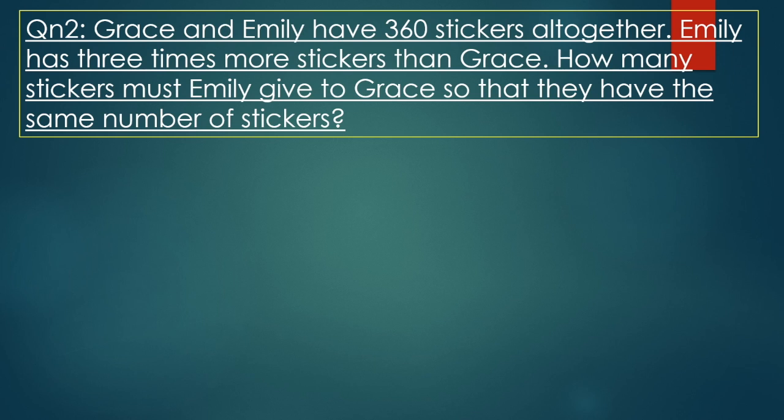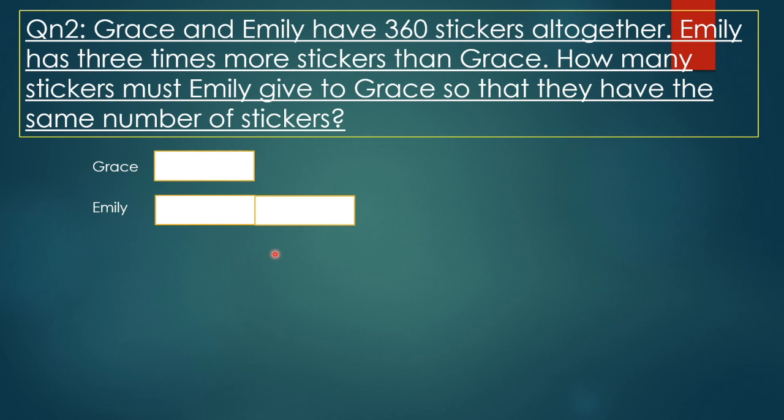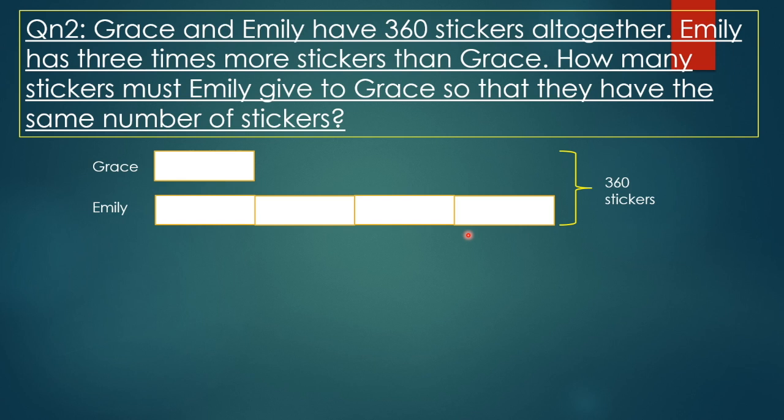So let's draw one rectangle each for Grace and Emily. But hey, Emily has more stickers than Grace. How much more? 3 times more. So let's draw 3 units more for Emily. And together we show that all these units equal 360. So Grace has 1 unit, Emily has 1, 2, 3, 4 units because she has 3 times more. So she has 3 units more than Grace. So altogether she has 4 units.